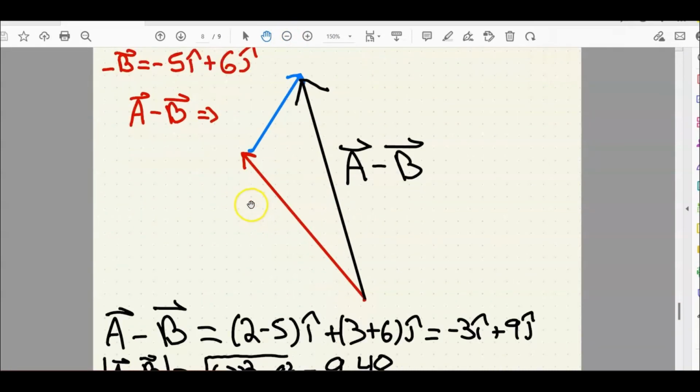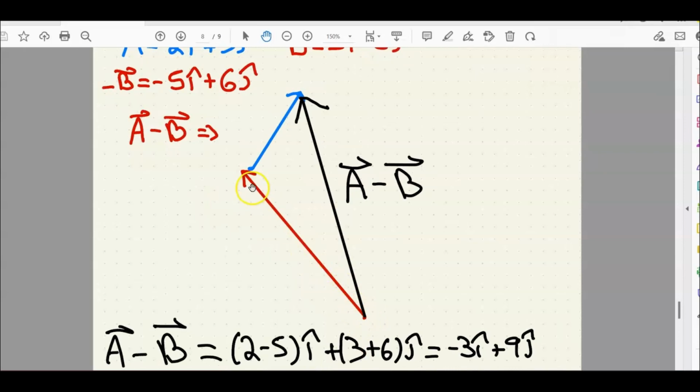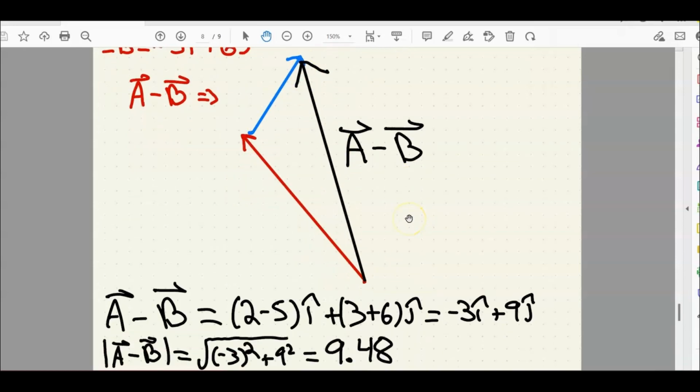A minus b, in fact, here what I did, I first wrote down vector b, and then I added it to a. So this is negative b plus a, which is the same thing as a minus b. It's the associative property of addition. I first wrote down the vector negative b, and then I took the vector a and I put the tail of vector a to the tip of vector b, and the resultant vector a minus b is right here.